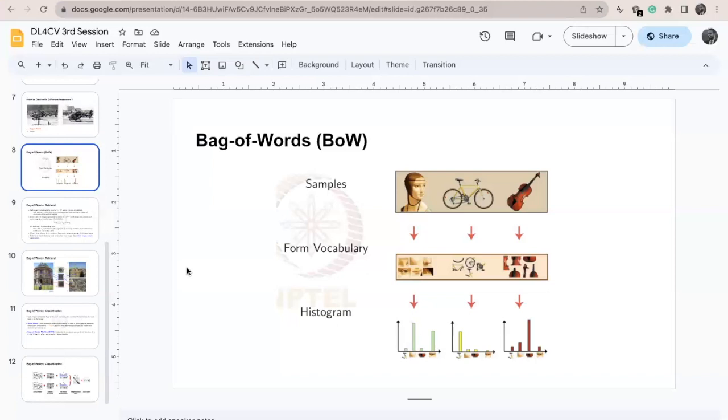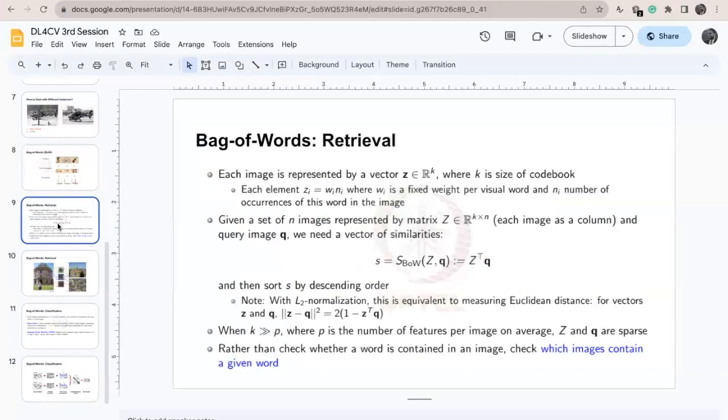Let's say we have a codebook, and we are looking at this image, and we can say that there is an eye here, so I'll increase the value in the vector that corresponds to the eye, and so on. So it's like one-hot encoding, but we're increasing the value. Then each element zi equals wi times ni, where wi is the fixed weight for the visual word, and ni is the number of occurrences of this word in the image.